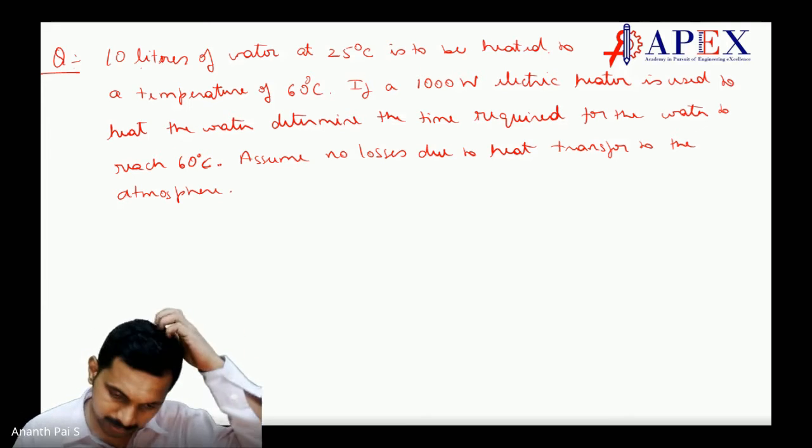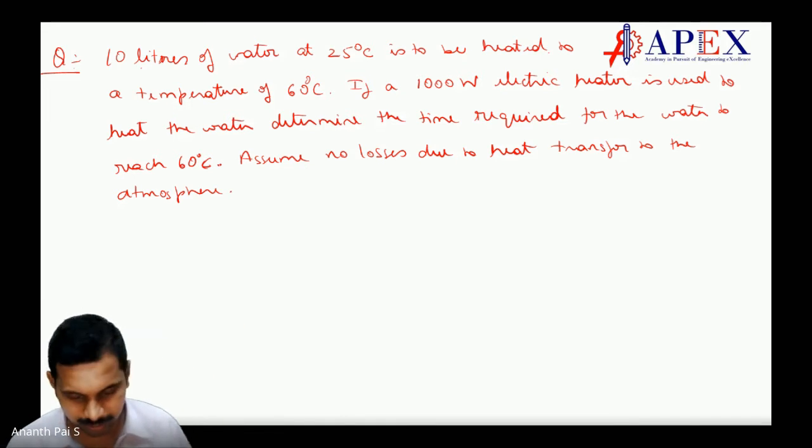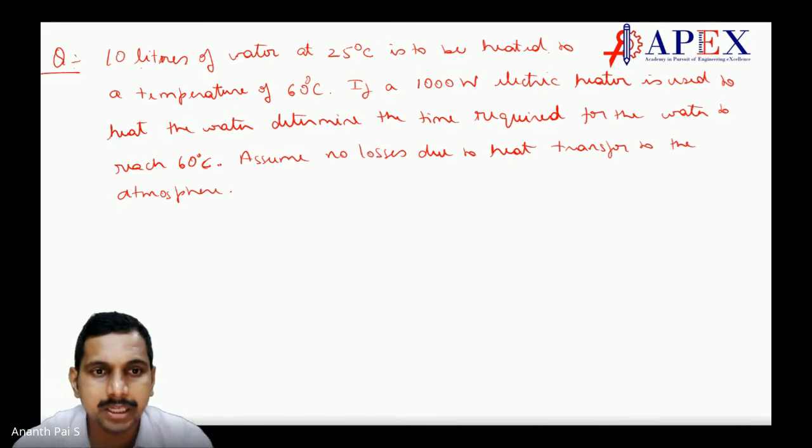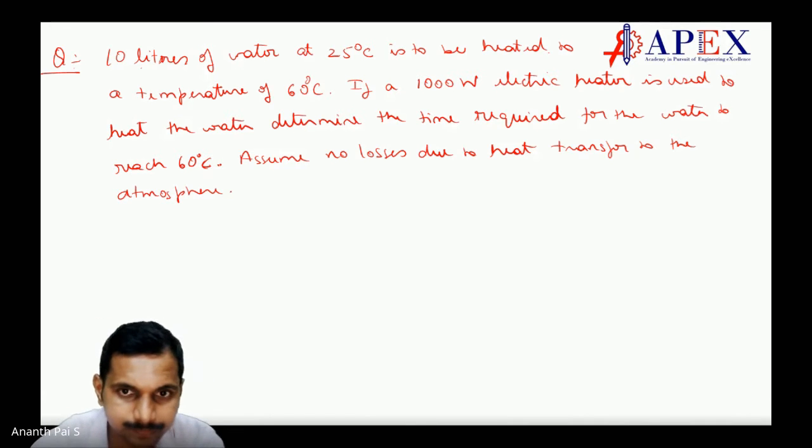While heating, it may happen that heat is transferred to the atmosphere, so there are losses. We are assuming no losses. Tell us what is the time required to heat 10 liters of water, which is at 25 degrees centigrade, to a temperature of 60 degrees centigrade. Yes, students.